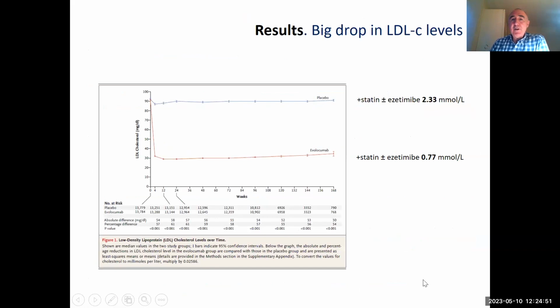Well, talking about the results, we can confirm that the impact in lowering cholesterol was huge, from 2.33 millimoles per liter. There was a big drop on average to 0.77 millimoles per liter. So there's no doubt that the lowering of cholesterol is highly effective if you give this drug to your patients.